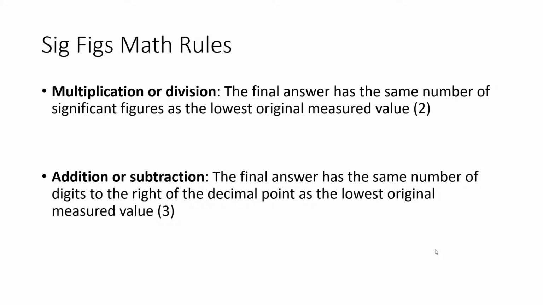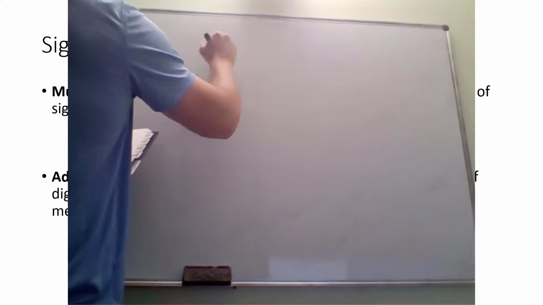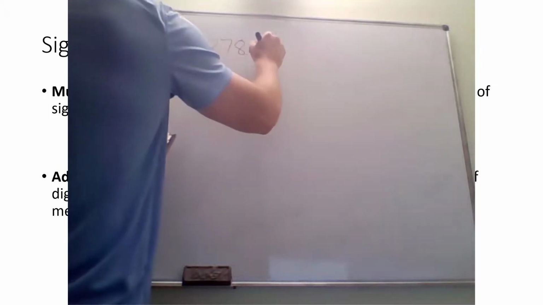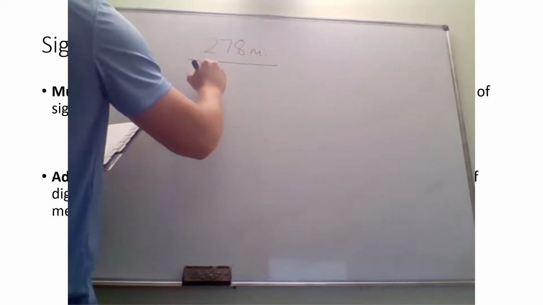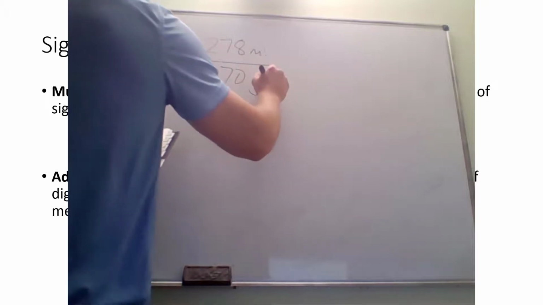Okay, next we are going to focus on our significant figure rules when doing mathematical manipulations. We have two sets of rules corresponding to whether we're doing multiplication and division or addition and subtraction. For multiplication and division, the final answer has the same number of significant figures as the lowest original measured value. For example, if we're doing the problem stating that 278 miles per 11.70 gallons.